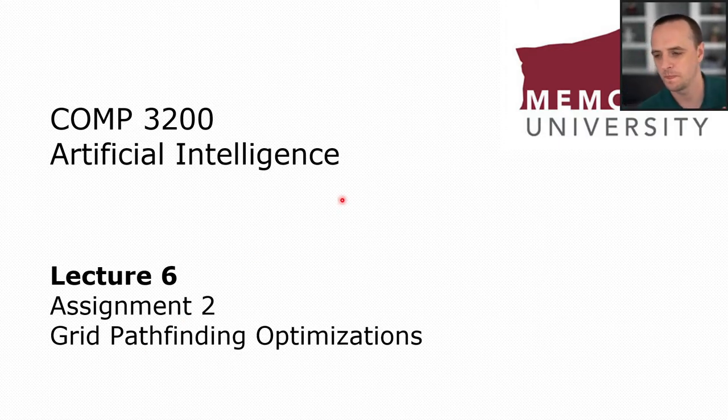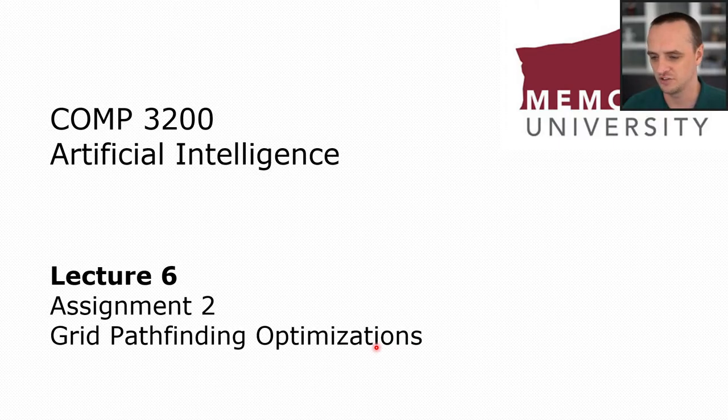All right, so here is assignment 2, lecture number 6, assignment 2. We are going to be talking first about some grid pathfinding optimizations, because assignment 2 is going to be all about, okay, assignment 1 looked at breadth first search and just sort of doing that naively. Now we're going to pile on a ton of optimizations that are specifically for grids and grid world searches in assignment 2, and those will be part of your assignment.